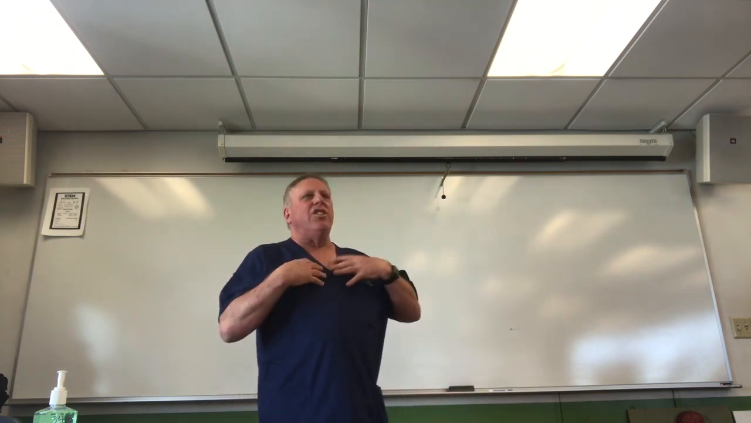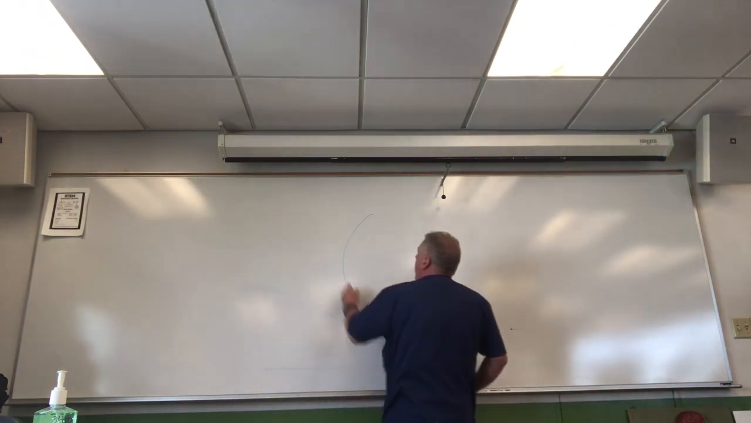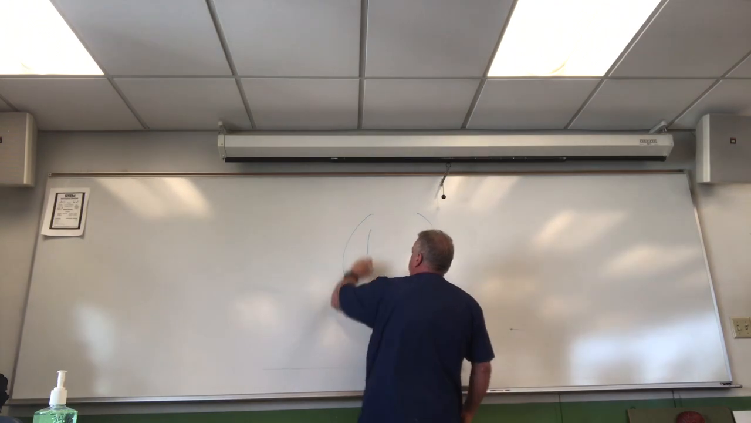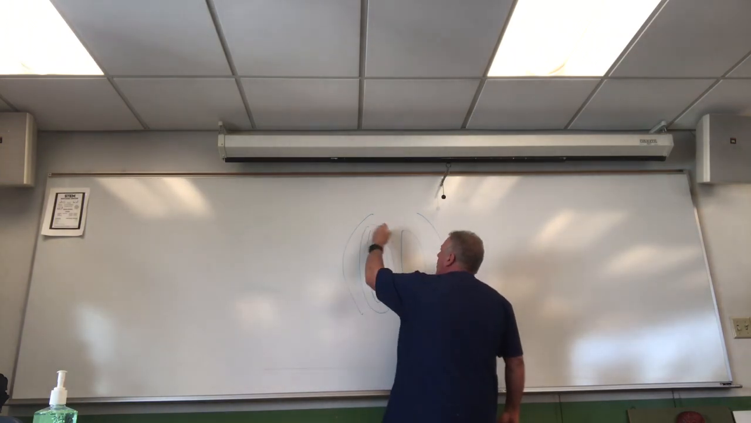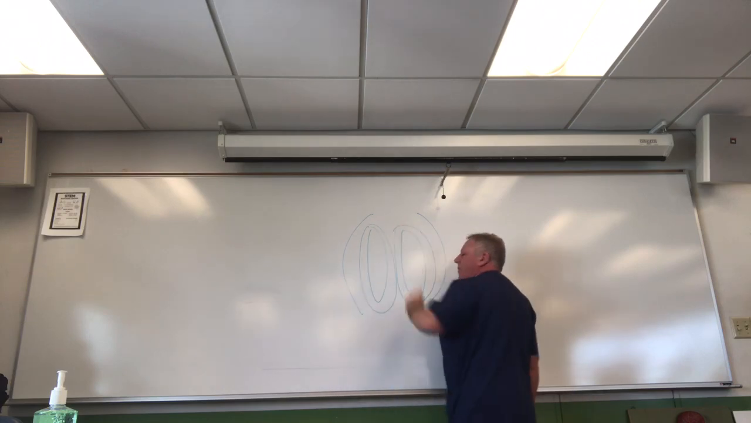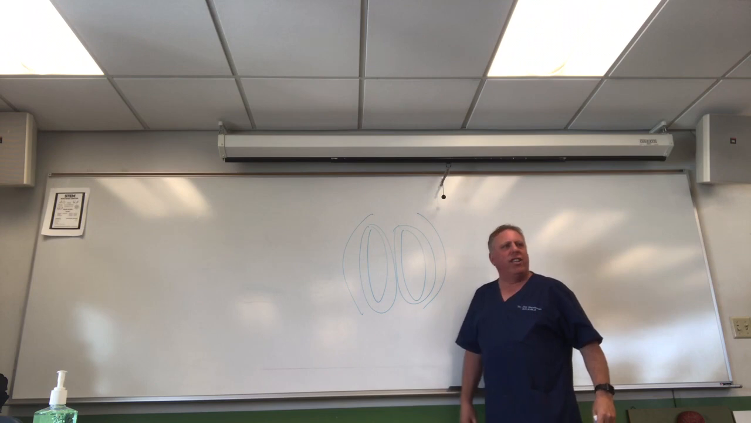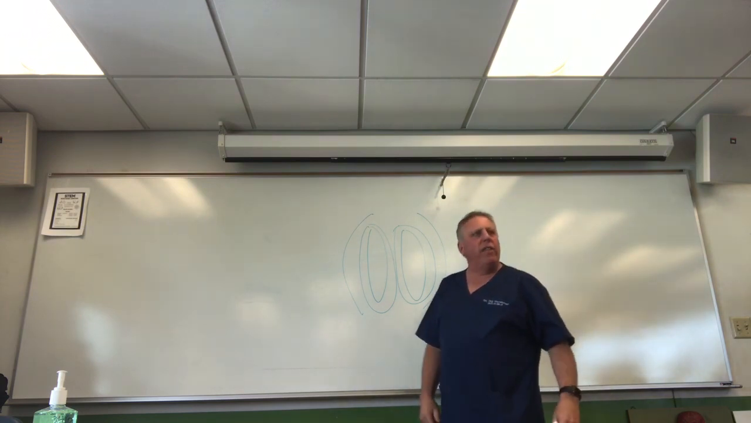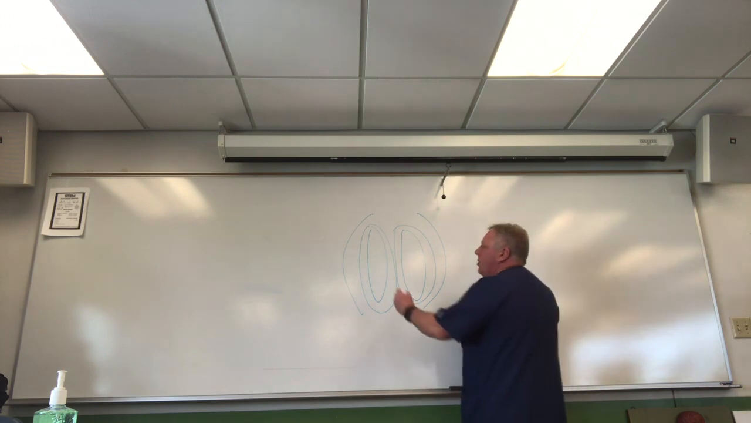Because what's inside the lungs, and this is what I wanted to talk to you about, the lungs have a cavity. So there's a pleural cavity around each one of the lungs. That's what I meant to talk about. There's a pleural cavity around each one of the lungs. It's a sac. It's like the pericardial sac around the heart. There's a pleural sac around the lungs. And there's a space between them.